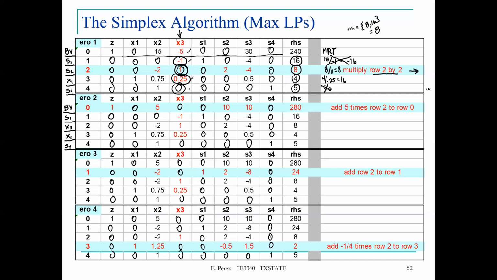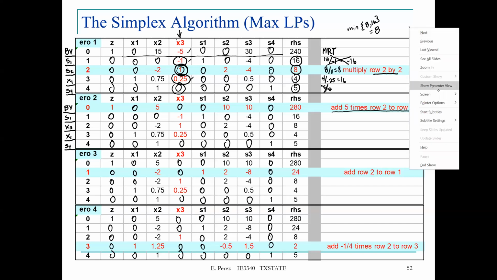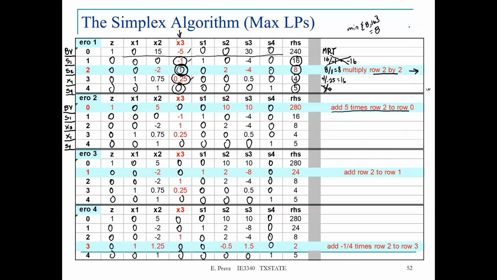Okay, so how do we make this equal to 0? How do we make -5 equal to 0? We're gonna add 5 times row 2 to row 0. And that's how we make this guy right here, -5, equal to 0. Okay. So now we need to make this guy and this guy right here equal to 0. So on the next iteration, I'm going to add row 2 to row 1. So I'm going to add this guy to this guy, and that will make this equal to 0. So I have 2 zeros.